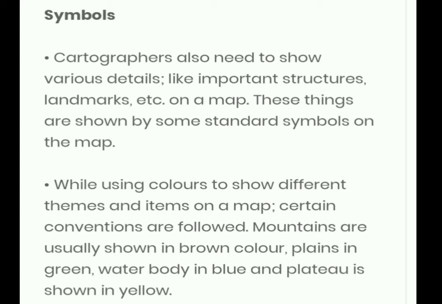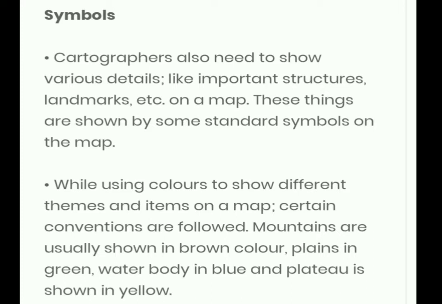So which are the symbols? Those are certain letters, shades, colors, pictures, and lines. These are the symbols used in maps, and they are called conventional symbols. Some of the conventional symbols are shown in figure number 4.3 in your textbook. In the next slide we are going to discuss that.